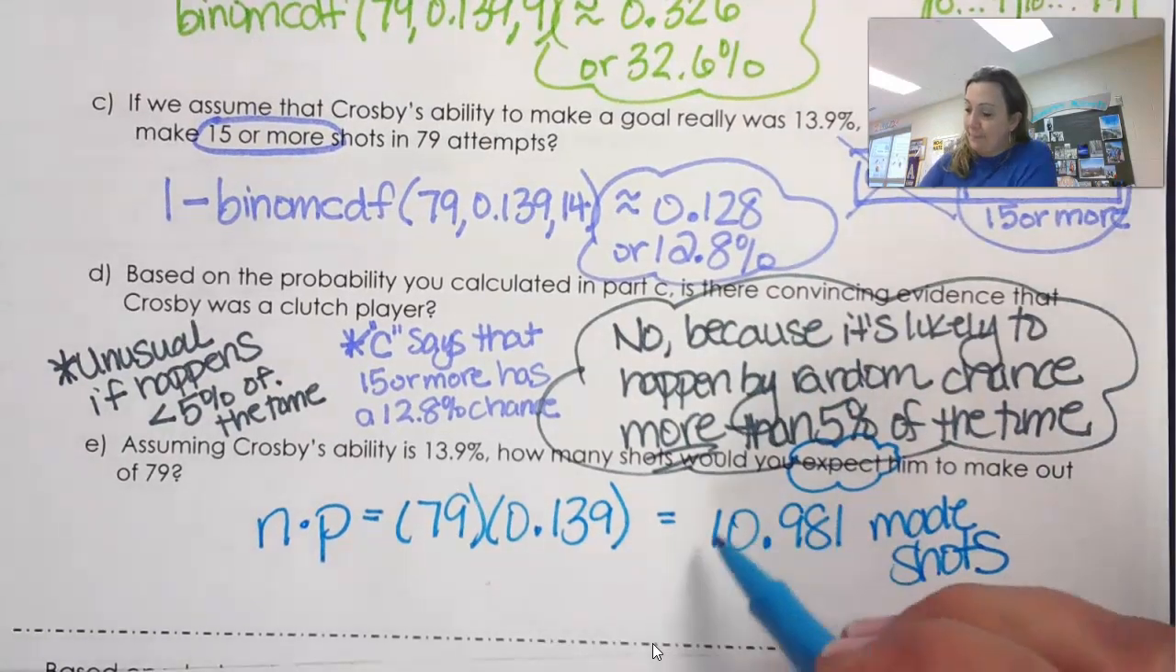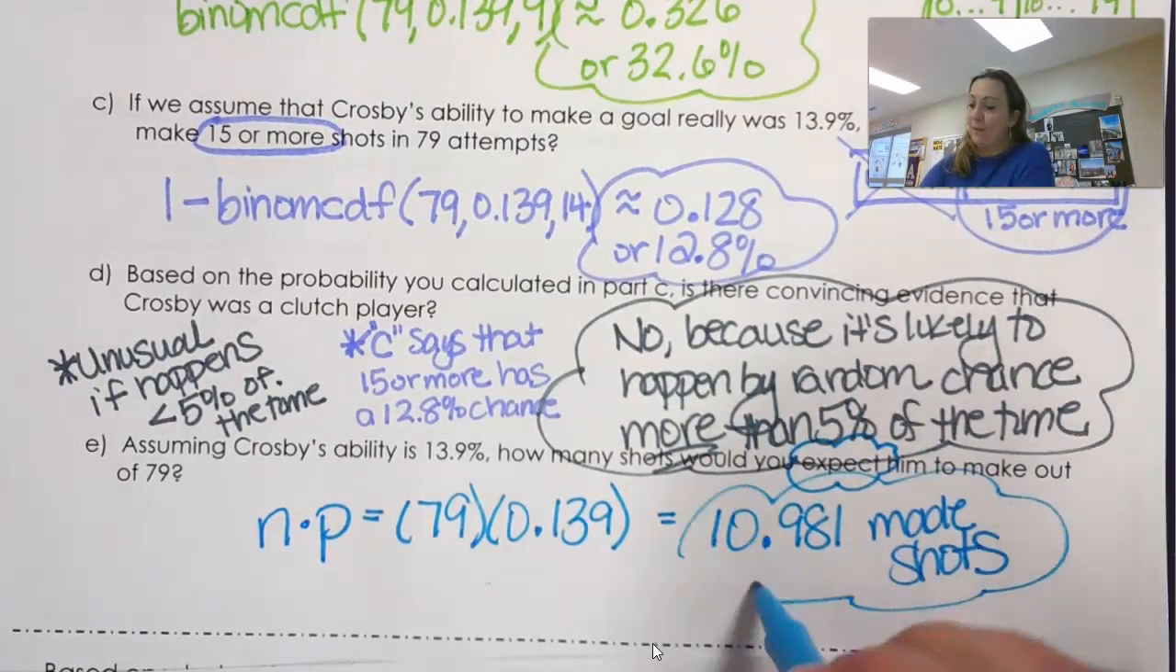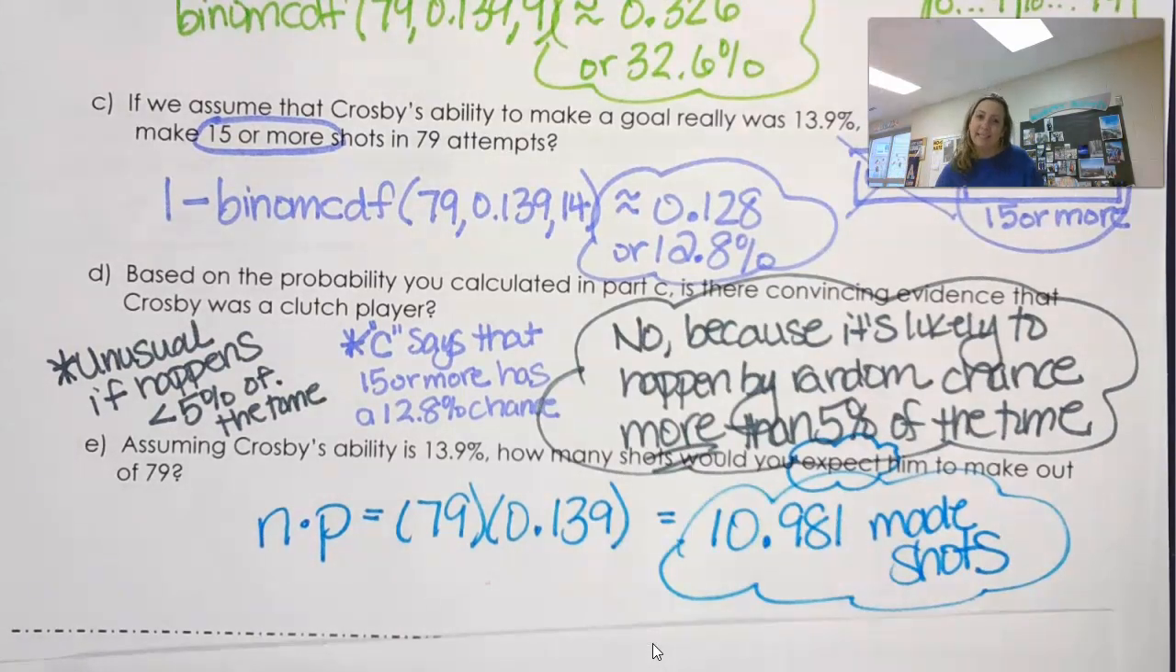I'm just going to keep that at 10.981 made shots because it's a statistic, and that statistic can have a decimal attached to it because it's an average. Okay?